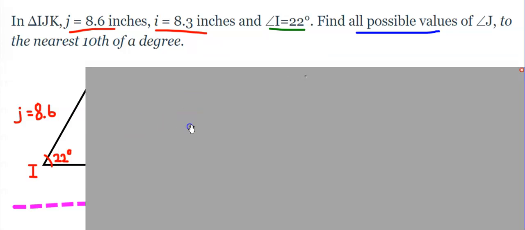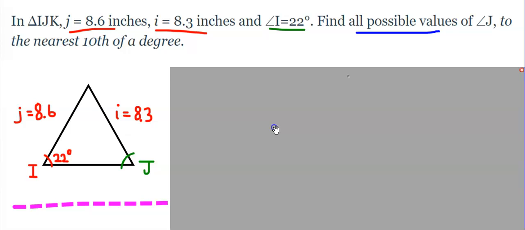So the first step you would want to do is draw a triangle with the measurements provided to you on this triangle. What I typically would do is establish the given angle first, so angle I with the measurement of 22 degrees. The side I is opposite from it on the triangle, so 8.3. And then the side J can go in between either one. We'll put it on the top left over here, so J equals 8.6.